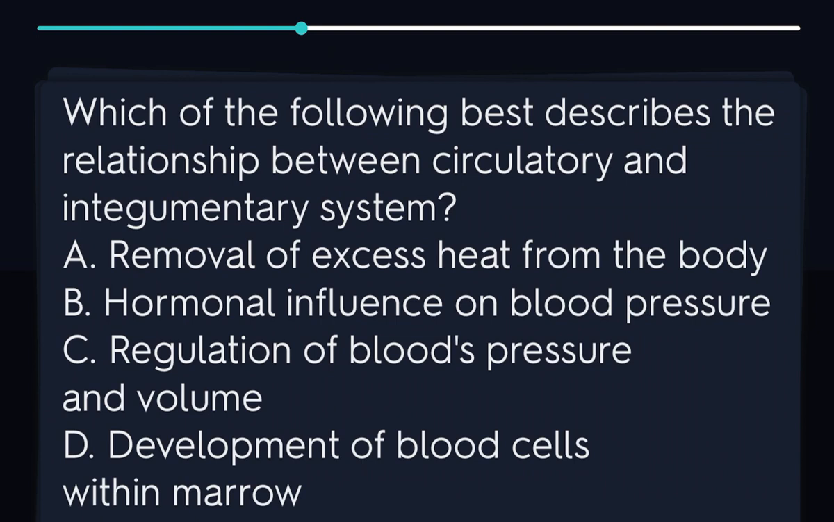Which of the following best describes the relationship between circulatory and integumentary system? A. Removal of excess heat from the body, B. Hormonal influence on blood pressure, C. Regulation of blood pressure and volume, D. Development of blood cells within marrow. Removal of excess heat from the body.